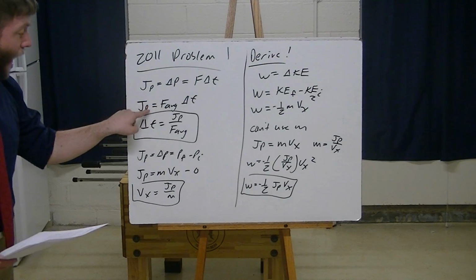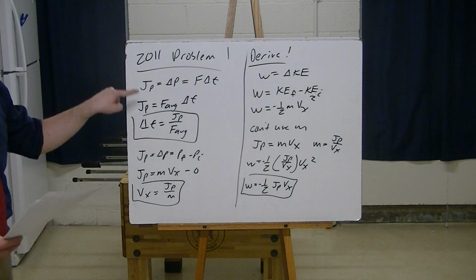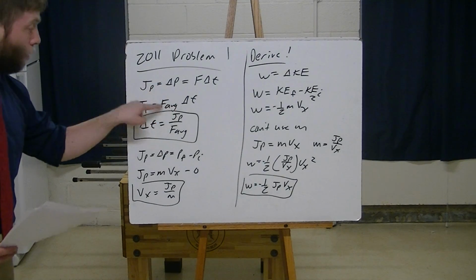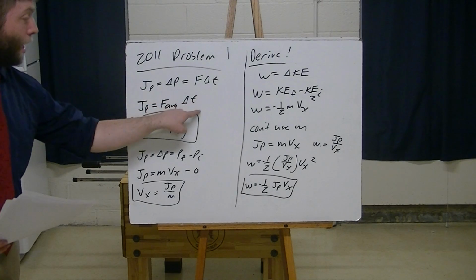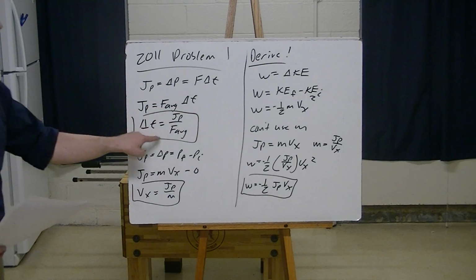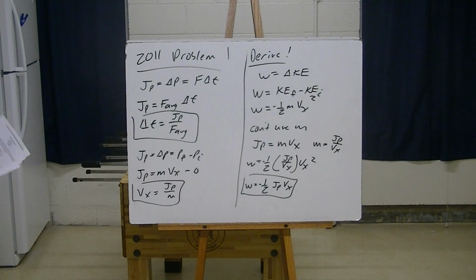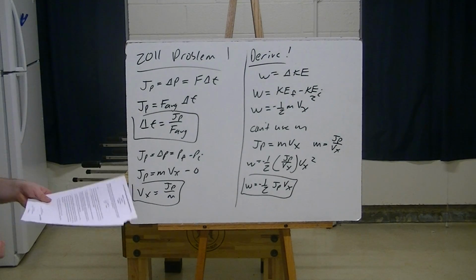because they tell us that it experiences an average force. So they tell us that the impulse is something that we know. They tell us that the average force is something that we know. So we can solve for delta T, how long the object was in the chamber. Again, I don't like this problem because I think it's giving you way too many variables.